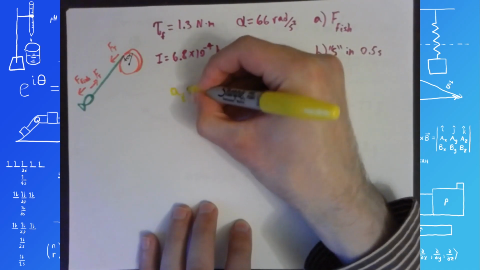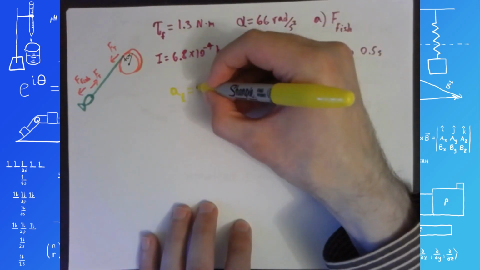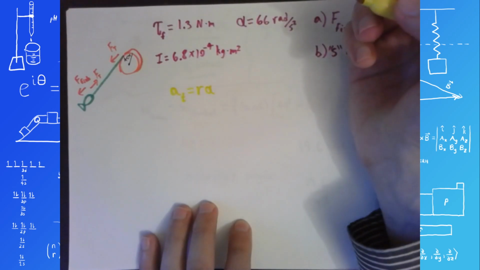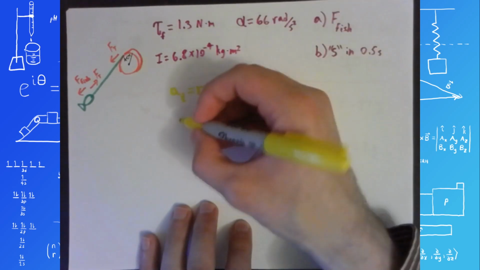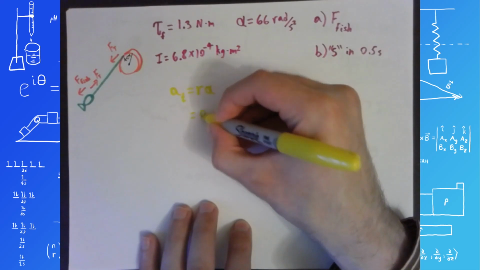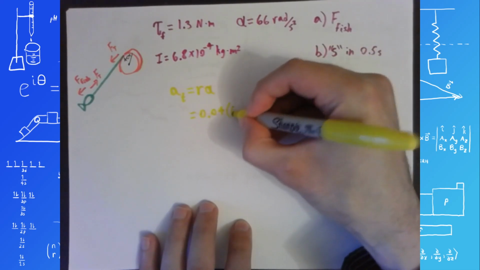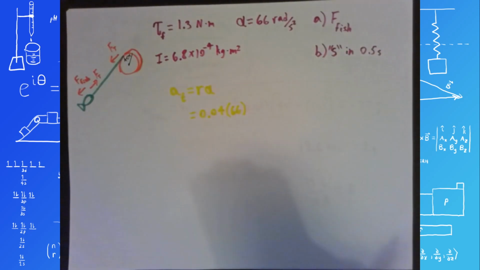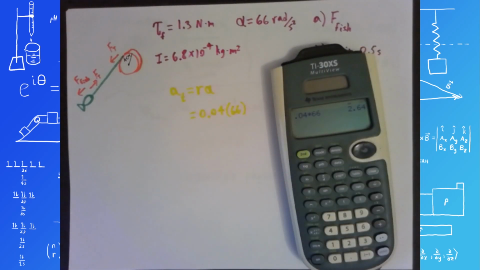The tangential acceleration is going to be the radius times the angular acceleration in radians per second squared. So radius is in centimeters. I'm going to convert that to meters. So that's going to be 0.04 meters times 66 radians per second squared equals 0.04 times 66. I'm getting 2.64 meters per second.